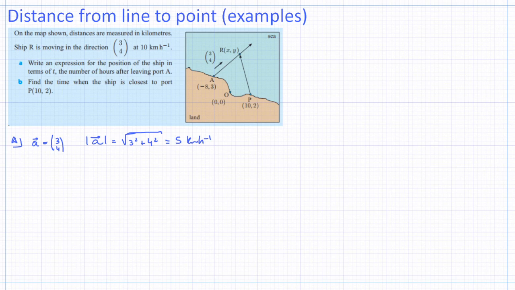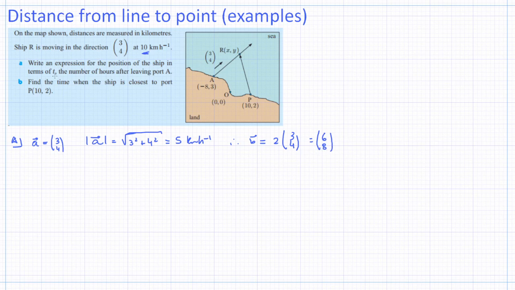However, I know that my boat is sailing twice as fast. So my direction vector is actually twice that. So it would be 2 times (3, 4), or simply (6, 8). Simple, right? So that's our direction vector.